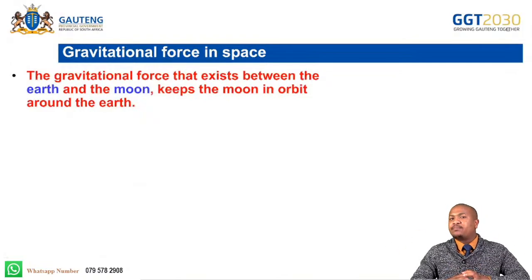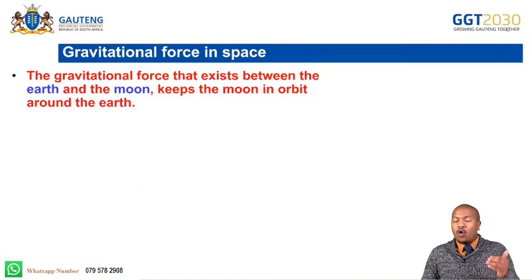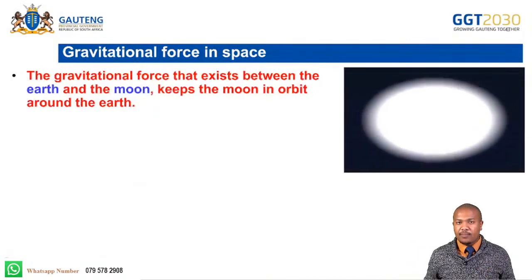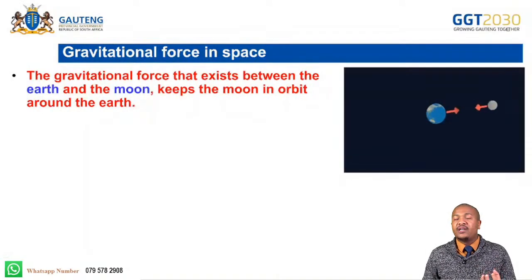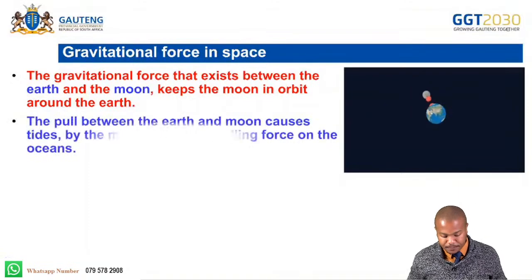So as it acts between the Earth and the moon, it keeps the moon in orbit around the Earth, right? They have that pulling relationship which keeps the moon in orbit and in position around the Earth, as you can see from our example here.